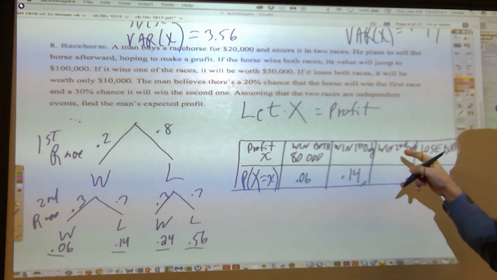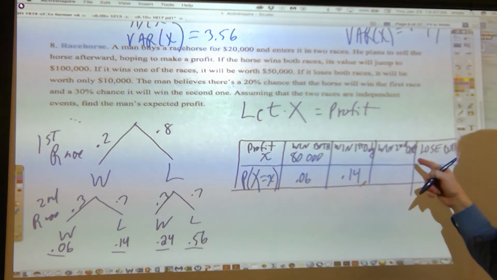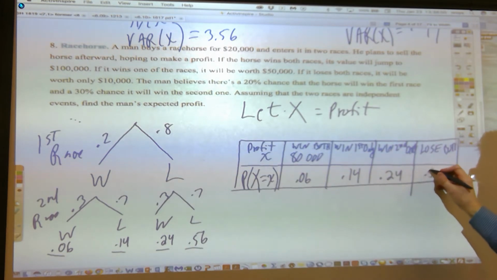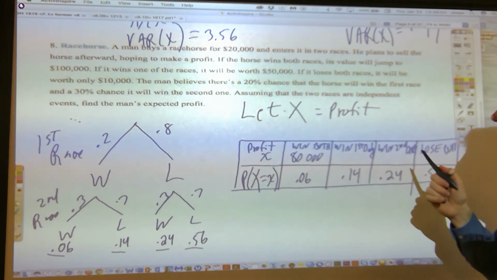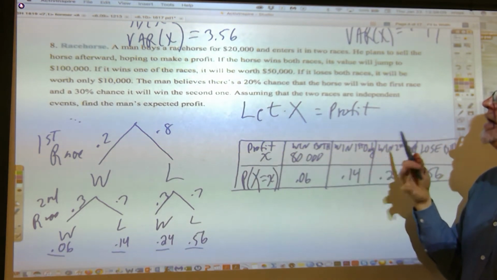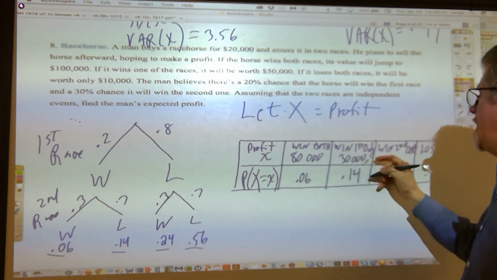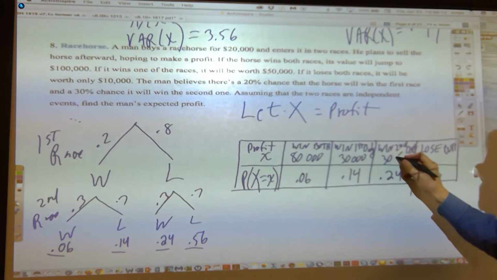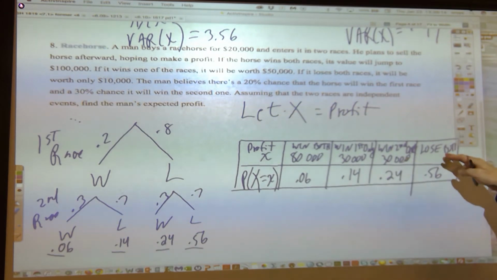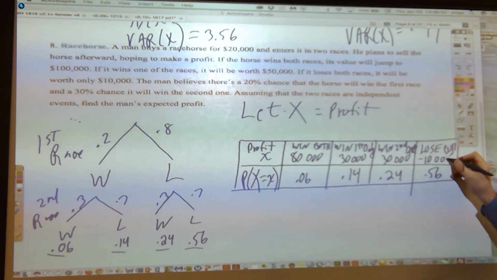The probability of winning the second one is what? Or I should say the second race only. 0.24. Losing both happens 56% of the time. Okay, what is the profit if you win only the first race? 50,000 minus 20,000 is 30,000. And winning the second only is another one of those win-only-one-race situations. What is the profit if you lose both races? Negative. Yes, it's a negative profit, it's a loss is what we call it.